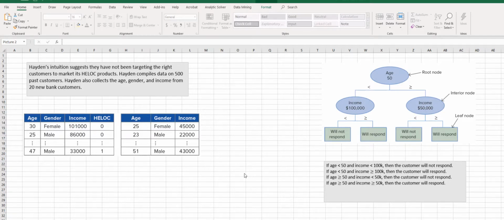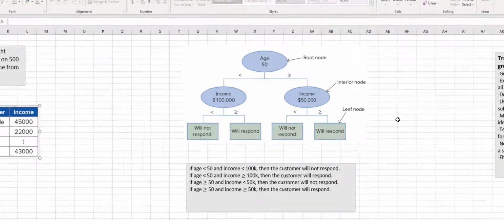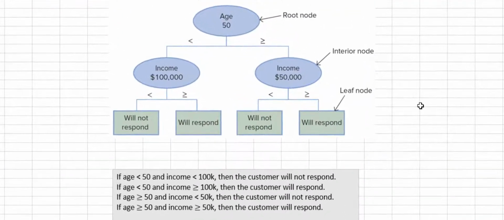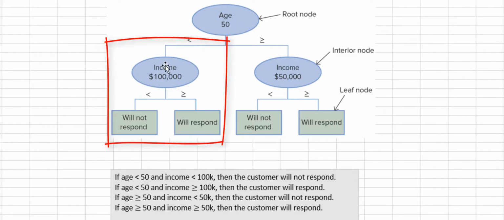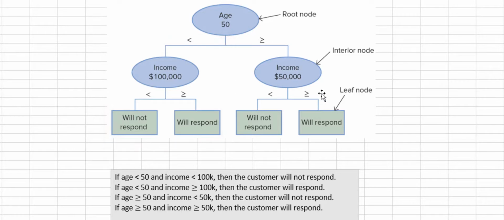In general, a decision tree represents a set of if-then rules. This figure shows a hypothetical decision tree applied to our HELOC introductory case example. The top node of this decision tree is called root node. The root node is the first variable to which a split value is applied. Here, our root node is age, and the split value is 50. Customers who are younger than 50 years old are placed in the left branch, and customers who are at least 50 years old are placed in the right branch.